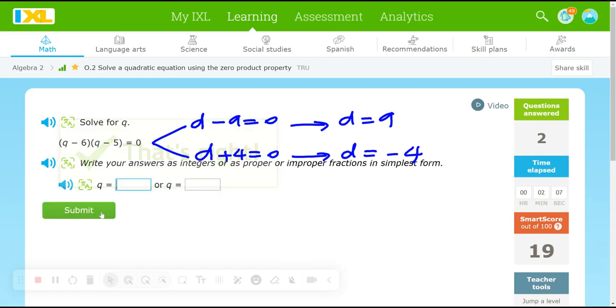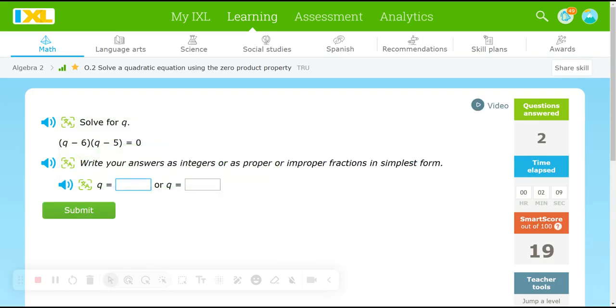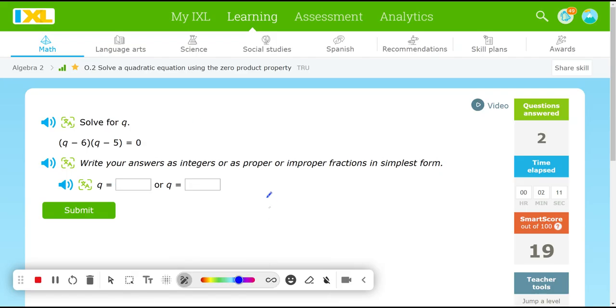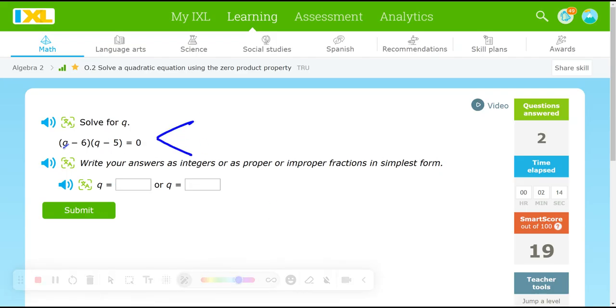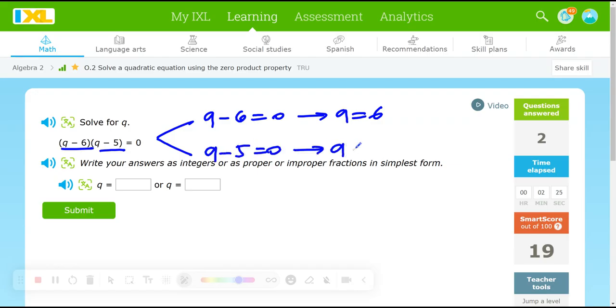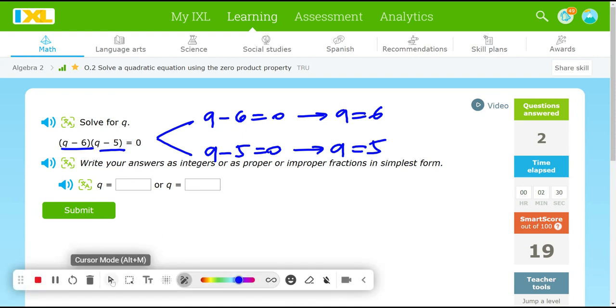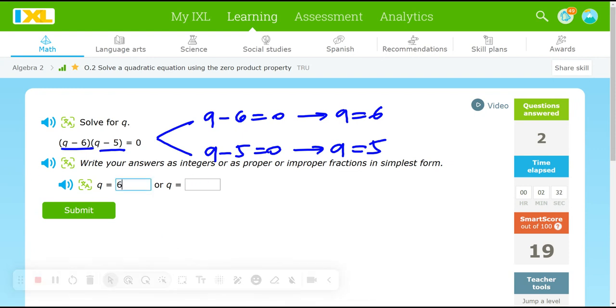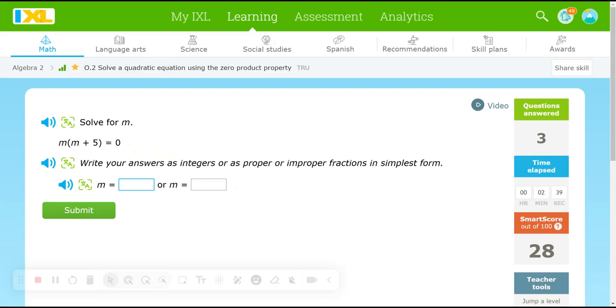All right, next one, very similar. Each factor equals 0. So q subtract 6 equals 0, so q equals 6. The second factor over here: q subtract 5 equals 0, so q equals 5. So put it in. Done. 6 over here, 5 over here. Done. Voila.